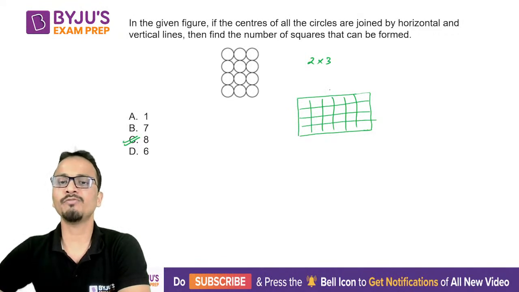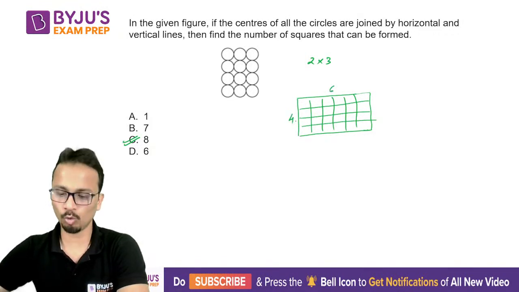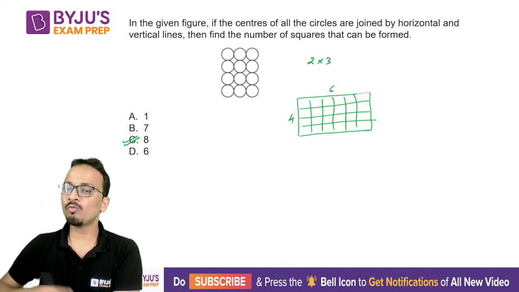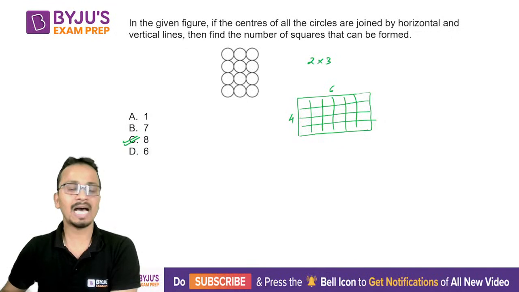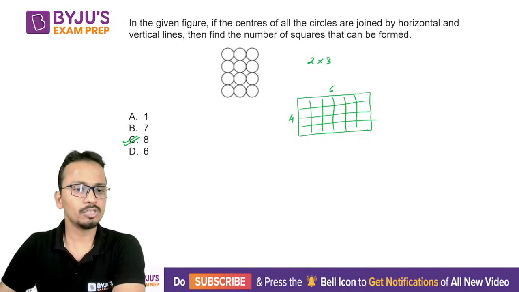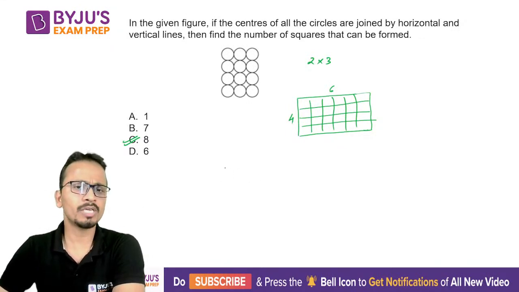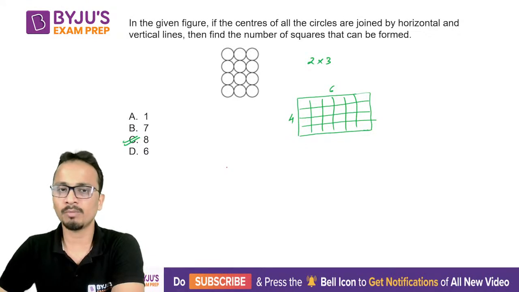So 1, 2, 3, 4, 5, 6, a 6 cross 4 grid of unit squares. Now what will be the total number of squares in this? How to calculate this? Okay, so this is basically an application of one of the concepts of permutation combination. So what you can do is write the expression for the total number of squares as 6 into 4.